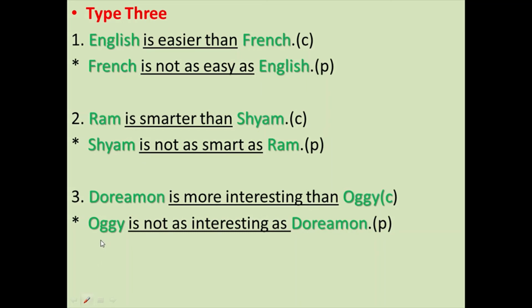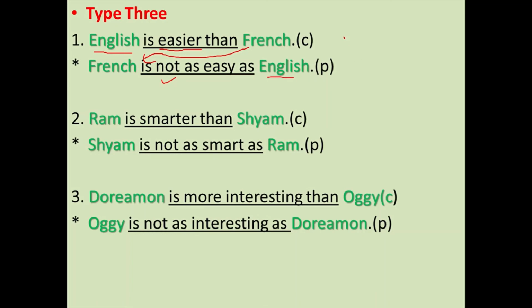Now here is the third type, where only two characters, two objects, are compared to each other. Here English is compared to French. English is easier than French. Yes, "easier" is showing comparison, the comparative degree. While making it positive, the sentence will change into negative, right? French is not as easy as English. The places will be changed, and it will be negative. So we will call it: French is not as easy as English.